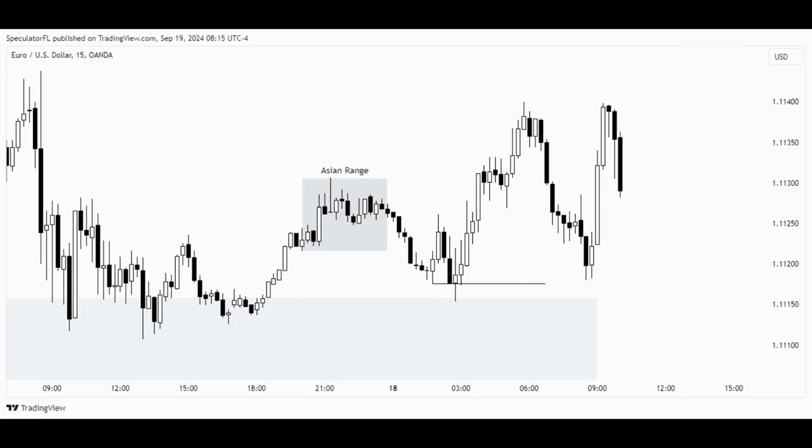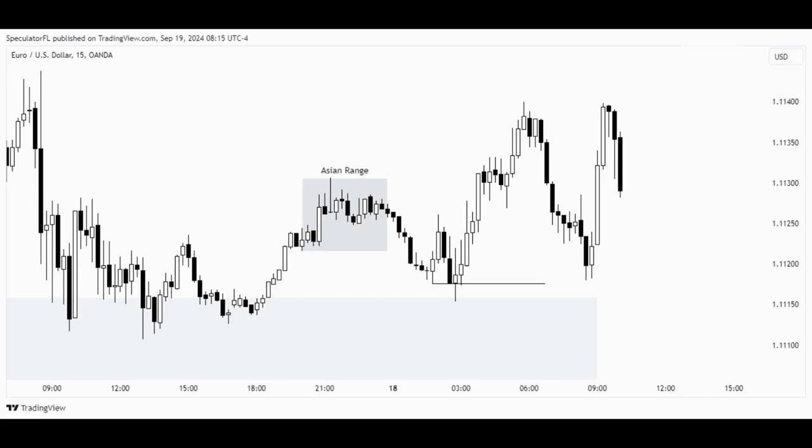First of all, I waited for the CRT to be purged correctly at a key time, just like I said before. And what happened is that price came down below again and purged this low at the London Open Kill Zone after 2:30 a.m. Right at 2:30 a.m. And with that, price also tested the 4 hour order block, right?